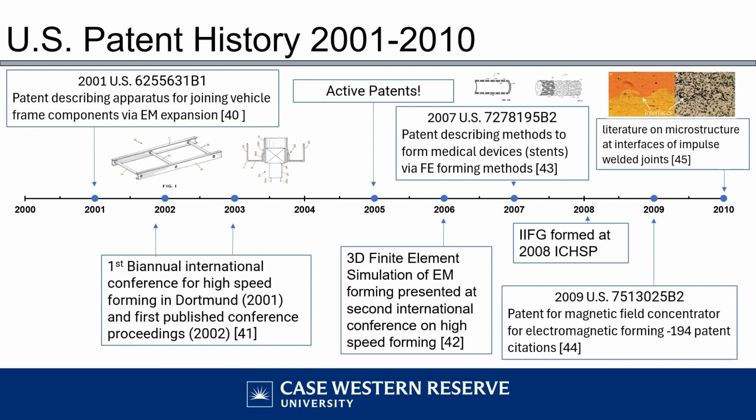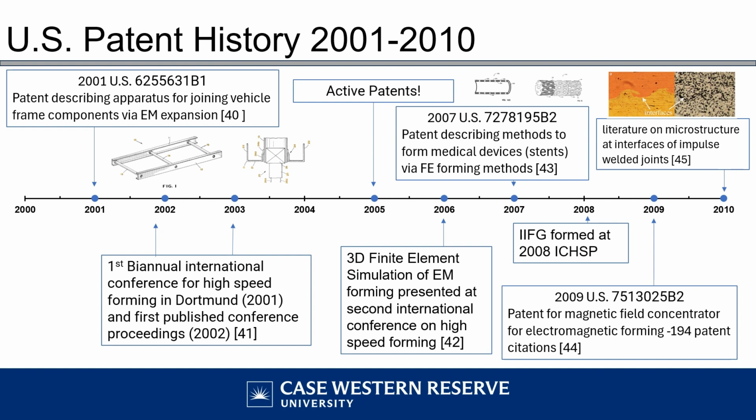In 2002, the first biannual International Conference on High-Speed Forming was held in Dortmund, Germany, and a lot of literature from this conference was published the following year. This has become a significant biannual event for the field. The first 3D FEM simulation of electromagnetic impulse forming was presented at the second International Conference on High-Speed Forming, and the International Impulse Forming Group was formed at the third.